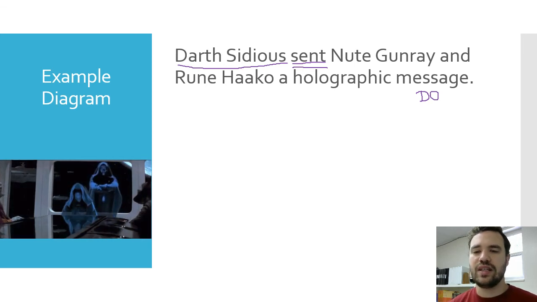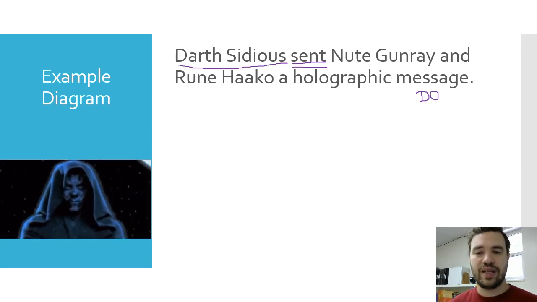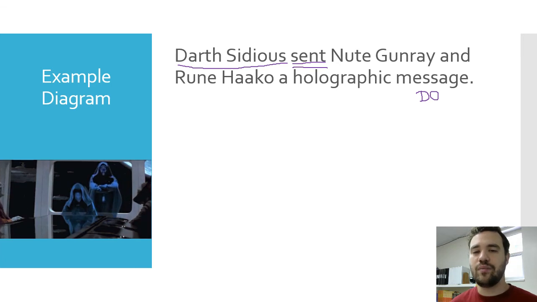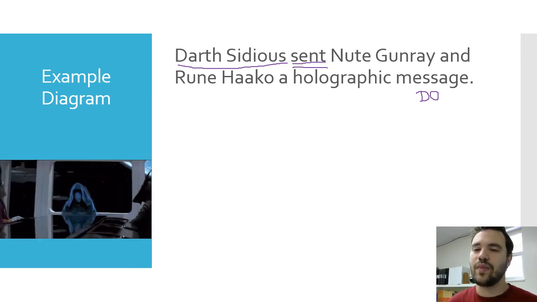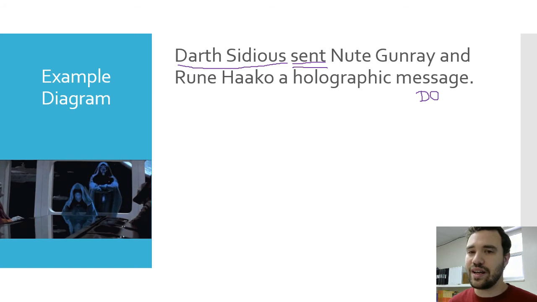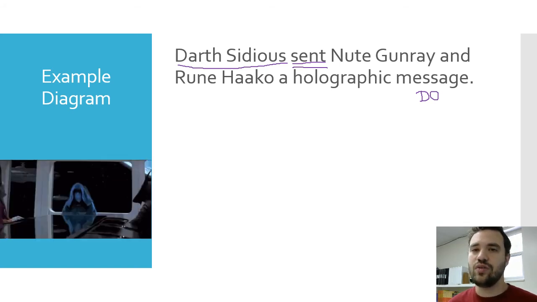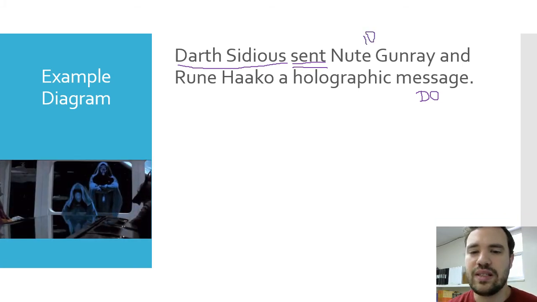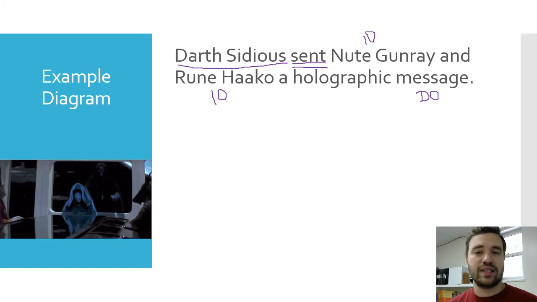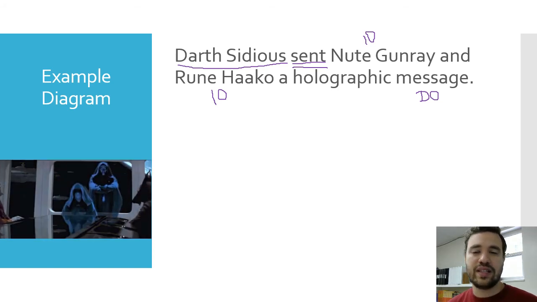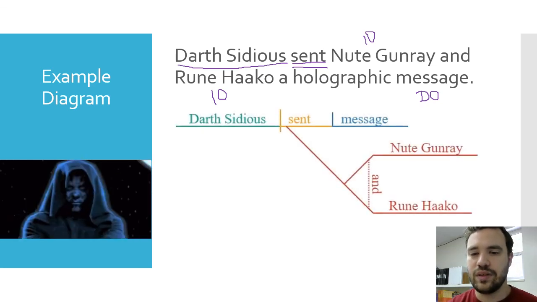So Darth Sidious sent what? Darth Sidious sent a message. Darth Sidious sent a message to whom? We've got an answer to that question, and it's actually two answers, two characters, Newt Gunray and Rune Hako. Again, we're going to have both of these because these are both of their names, right? And we're going to have two words in each. So that's what it looks like. We've identified all the parts of the sentence that we're looking for. Let's see how it gets diagrammed.